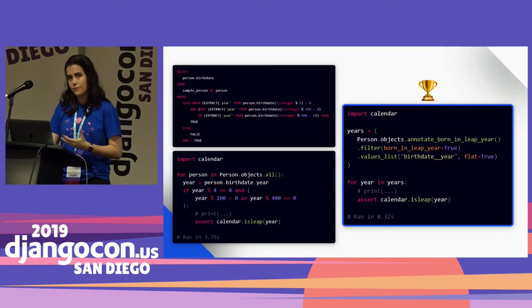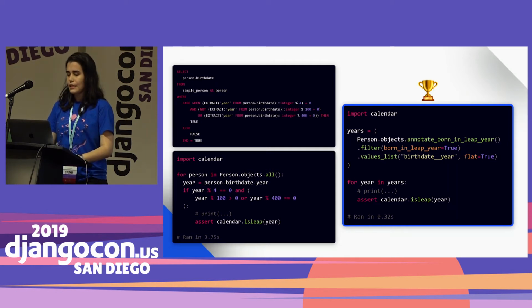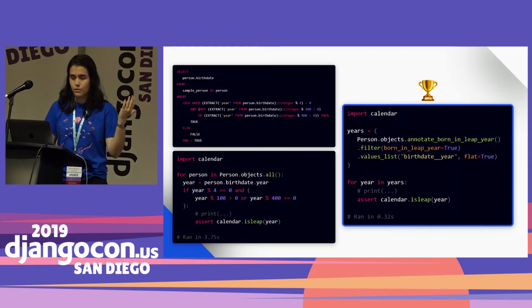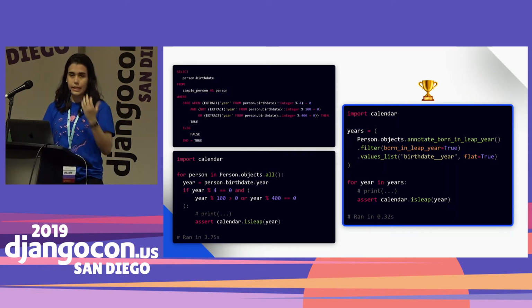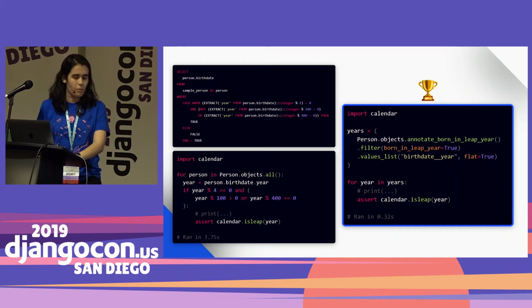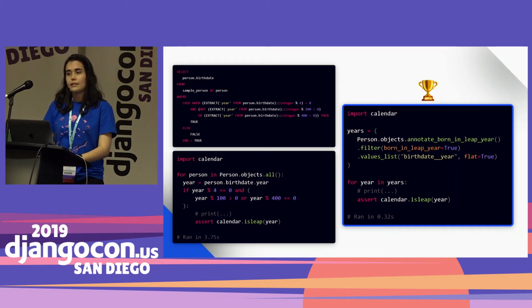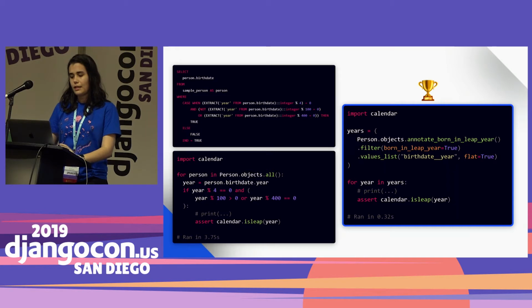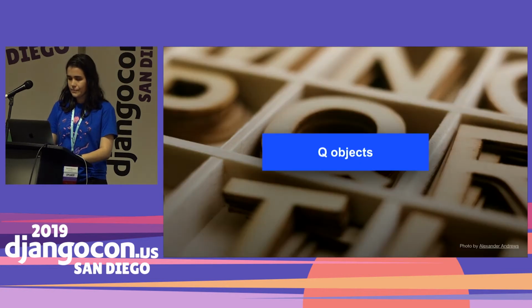For instance, with a sample database of 500,000 records, to get people who were born in a leap year, instead of writing the SQL on top, or maybe the naive code on the left, which runs, by the way, with an average of almost 4 seconds, we're going to write the code on the right, which runs in an average of 0.32 seconds. And for that, we're going to use the query expressions learned today.